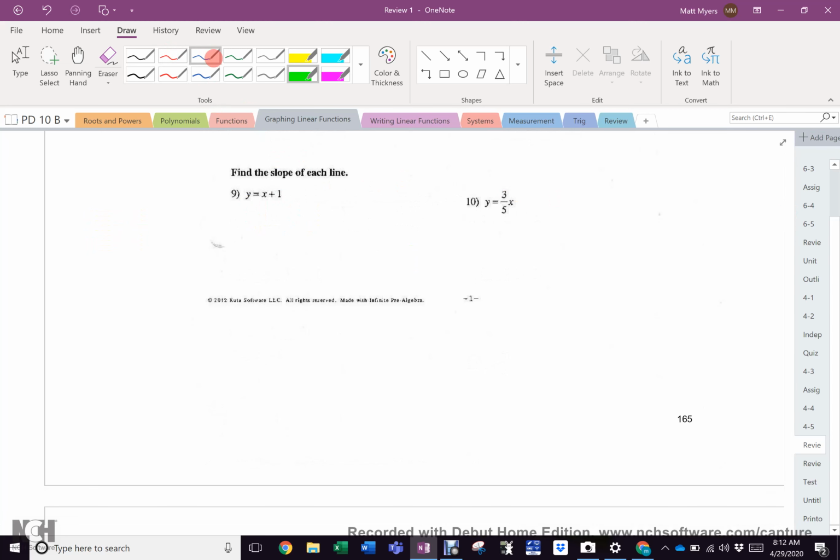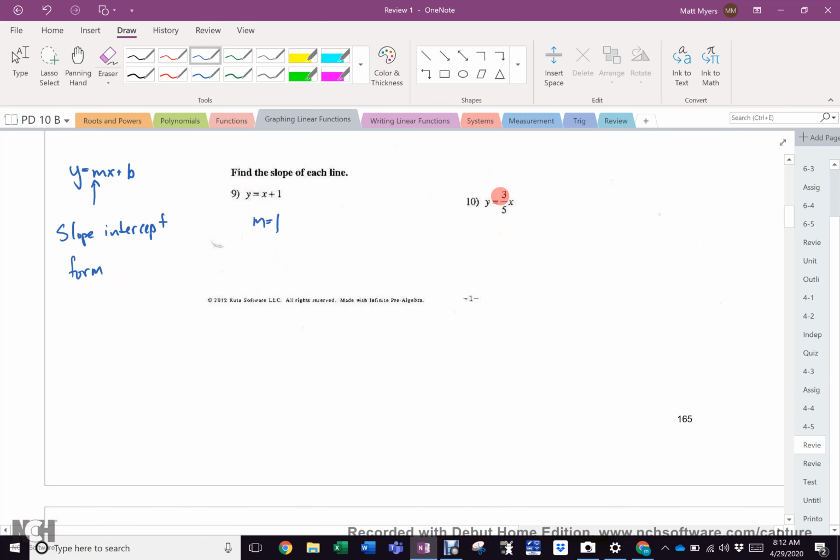Find the slope of the line. We remember that y equals mx plus b. The slope is right there when y is isolated. That is slope-intercept form. Is y isolated? Yes. What's the number with x? 1. So the slope equals 1.